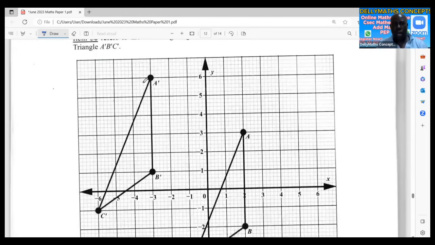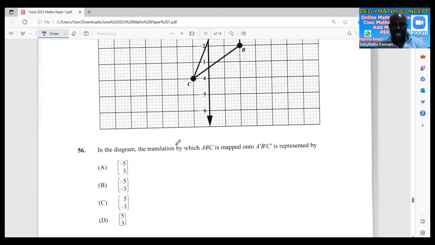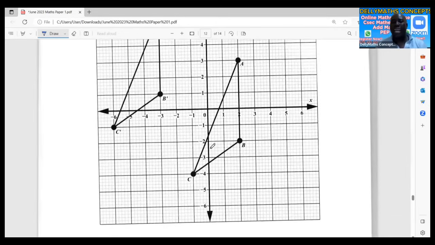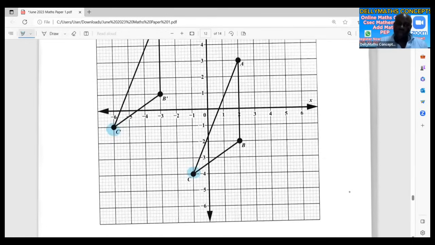Let's go. Item 56 refers to the following diagram, which shows the translation. So you're told already it's a translation of triangle ABC to triangle A prime, B prime, C prime. In the diagram, the translation by which ABC is mapped onto A prime, B prime, C prime is represented by what? If I want to know, I just pick a point. There are 3 sets of points to pick from. I could calculate it using arithmetic with my matrix, or I could just do my vector walk. I'm going to walk from C to C prime. I could have walked from B to B prime.